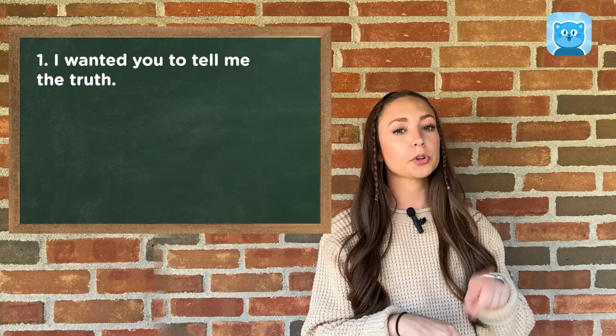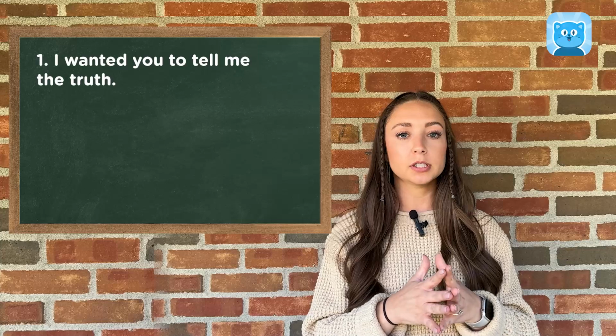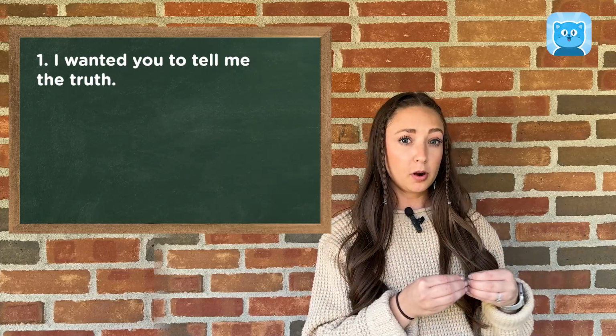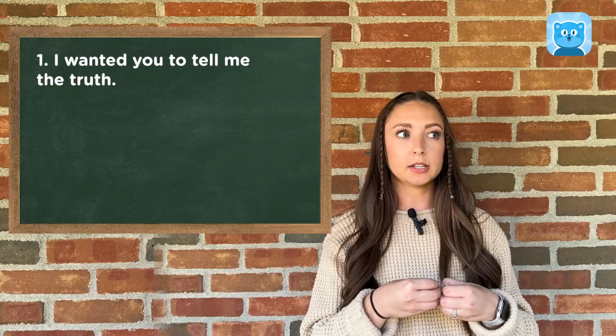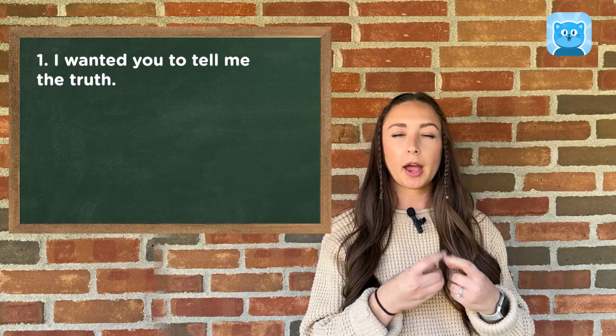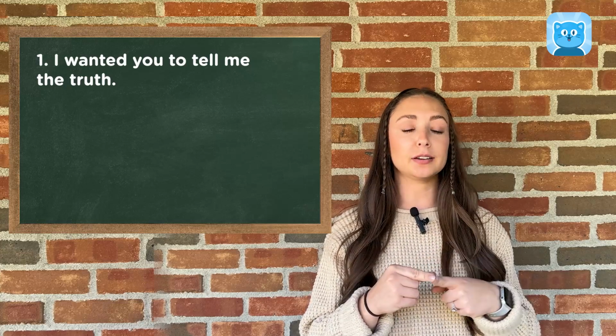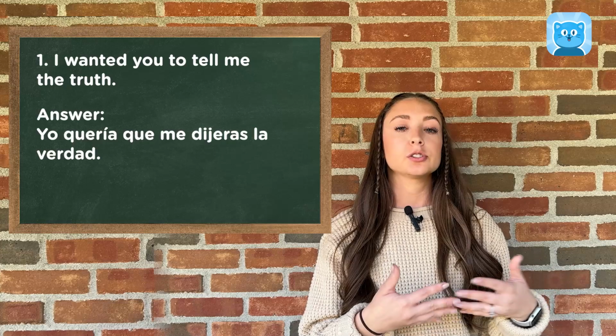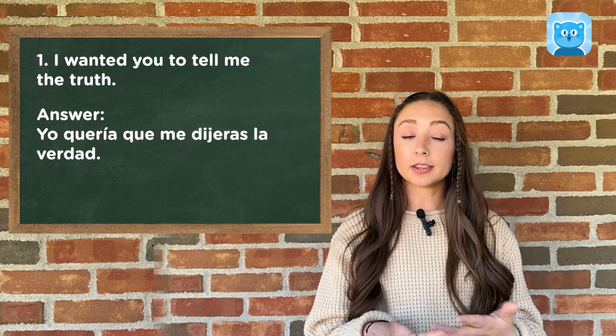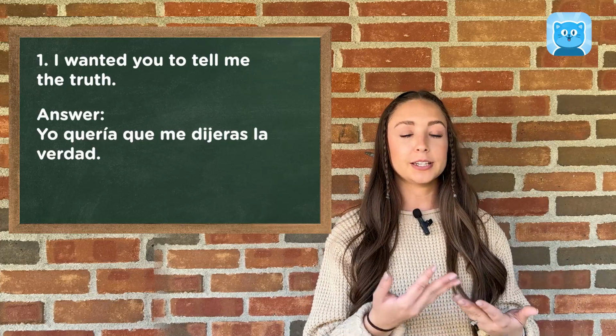All right, you guys, now it's your turn to practice. Let's do the first two together, and then you have a couple to practice on your own. Número uno. I wanted you to tell me the truth. A want is being expressed. That's definitely subjunctive. But is it past or present subjunctive? Past, because I wanted. So what would this look like? Yo quería que me dijeras la verdad. I wanted you to tell me the truth.